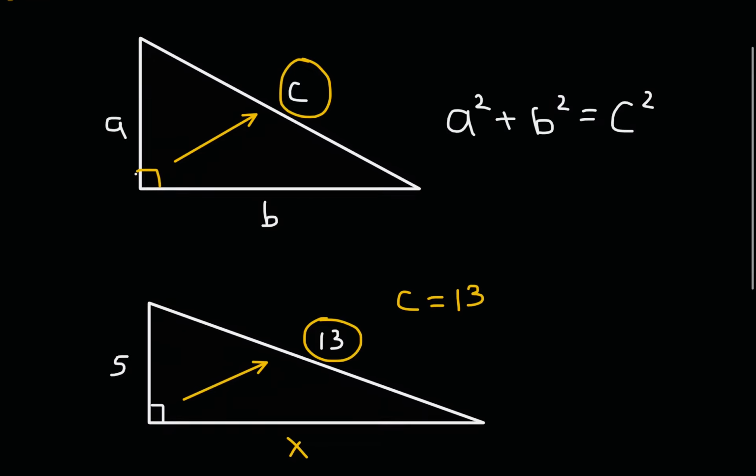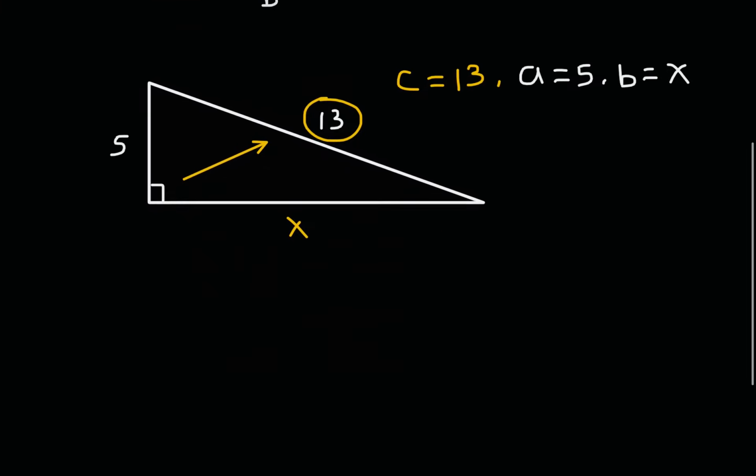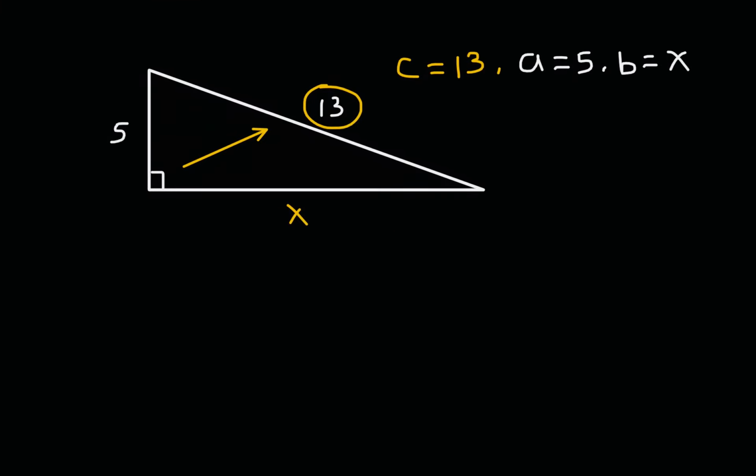Now, a and b, like I said, you can interchange as you like. So in this case, let's just let a be equal to 5, and we will let b be equal to x. All right? So now, let's punch in these numbers into the Pythagorean theorem.